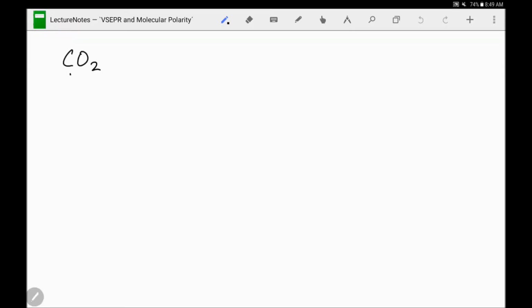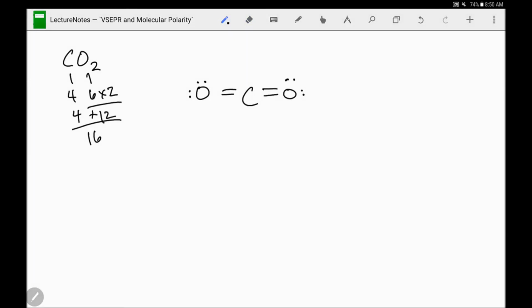VSEPR theory starts with the Lewis dot structure, so you need to go through all the steps of finding the Lewis dot structure. So, the Lewis dot structure for carbon dioxide. The next step is to determine the steric number.